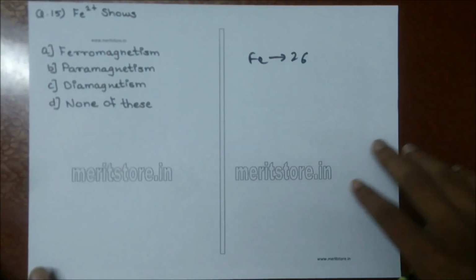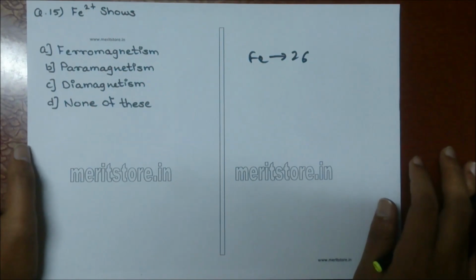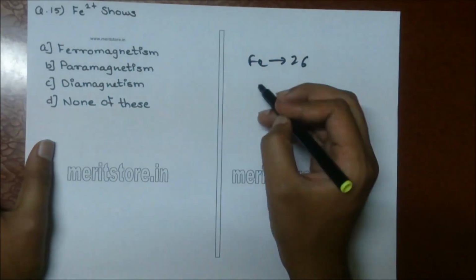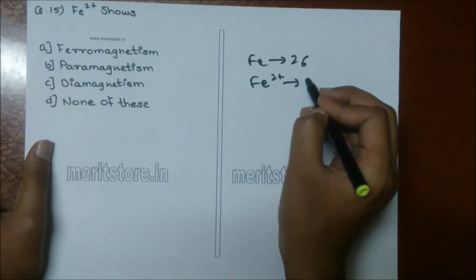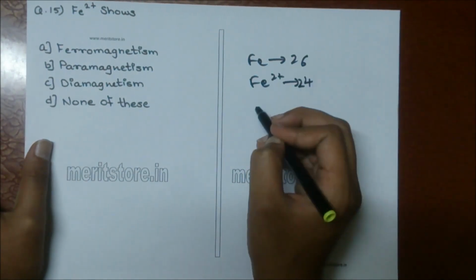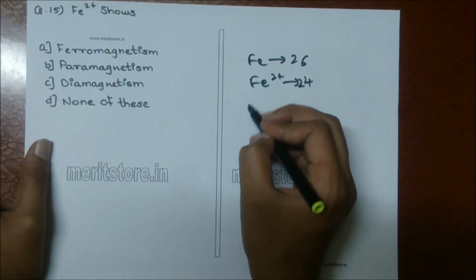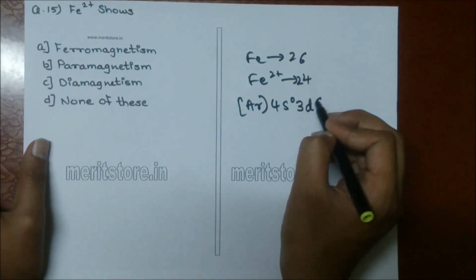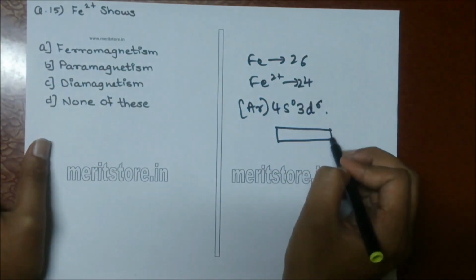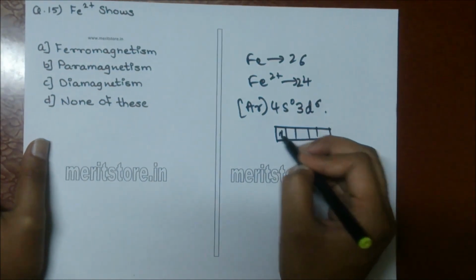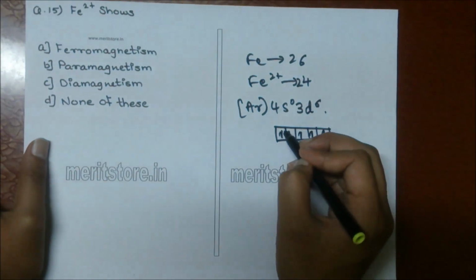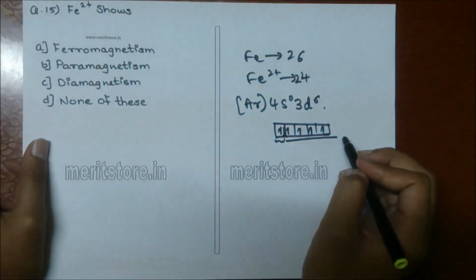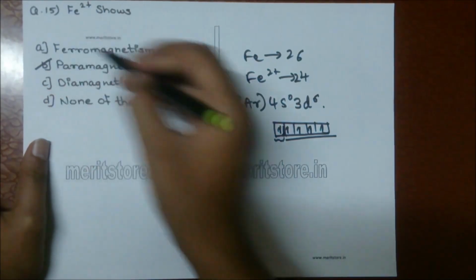Question number 15. Fe2+ shows A ferromagnetism, B paramagnetism, C diamagnetism, D none of these. Iron has atomic number 26. In Fe2+ it becomes 24. The valence shell electronic configuration of Fe2+ is argon 4s0 and 3d6. In 3d6, iron has 1, 2, 3, 4, 5, 6 electrons, which is 1 paired and 4 unpaired. So there are 4 unpaired electrons, so iron shows paramagnetism.